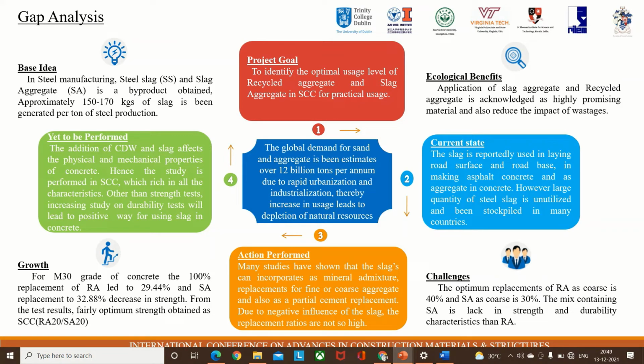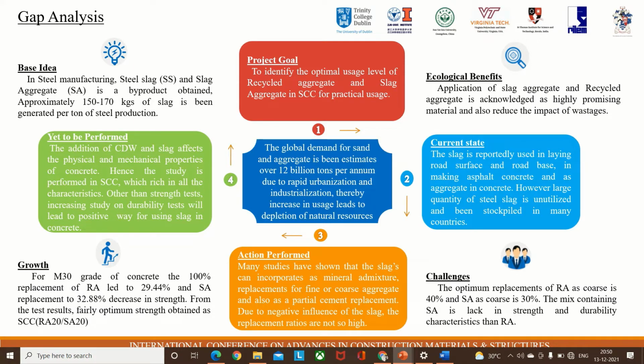The global demand for sand and aggregate is estimated at over 12 billion tons per annum due to rapid urbanization and industrialization. Thereby, the increase in usage leads to the depletion of natural resources. My project's base idea is the usage of recycled aggregate, which is construction and demolition based, and slag aggregate, which is a byproduct obtained from the steel manufacturing industry. Approximately 150 to 170 kg of slag is generated per ton of steel production.